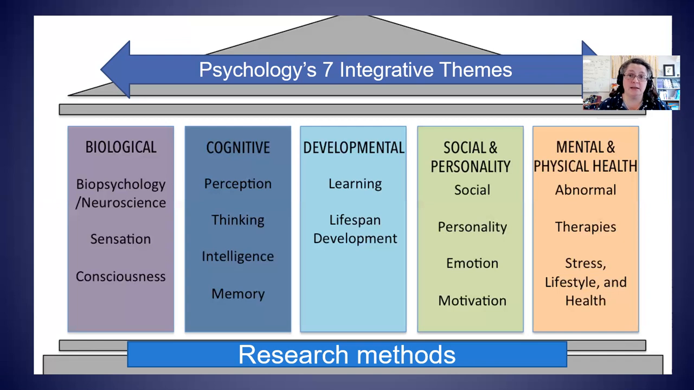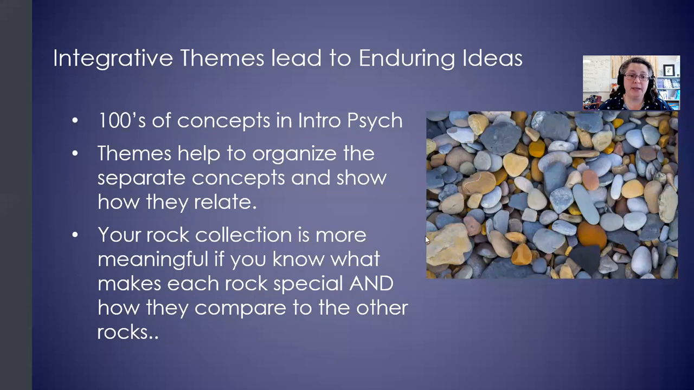So the American Psychological Association, the APA, has suggested this model instead, recommending that professors teach at least 2 topics from each of these 5 domains, but they provide them on top of a base of research methods and they connect them with 7 integrative themes. Now, the integrative themes are helpful because they help us to organize and separate the concepts as well as showing how they're related.